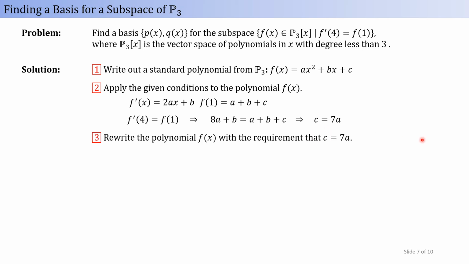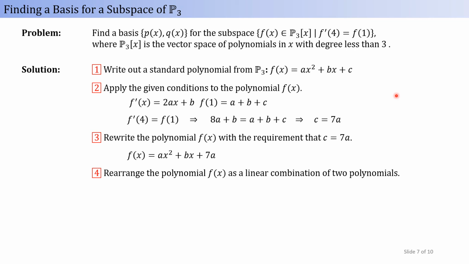So this is going to be key, because with that, we're going to rewrite the polynomial, but instead of c, we're going to write 7a. And that's exactly what we do. And this result, we're now going to rearrange as a linear combination of 2 polynomials. How do I know it's 2 polynomials? Because there are 2 different parameters, a and b. And yeah, sure, they told me in the problem that I have to find the basis of 2 polynomials, but if they hadn't told us that, we would know because we have 2 parameters, a and b.